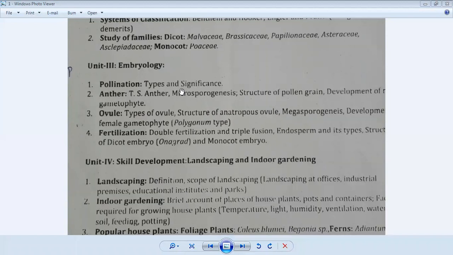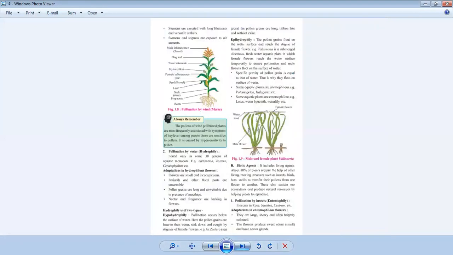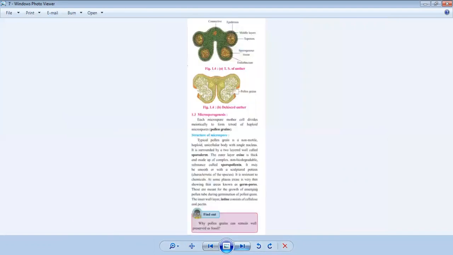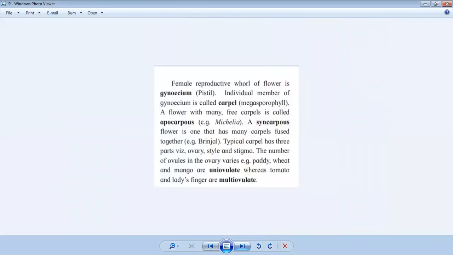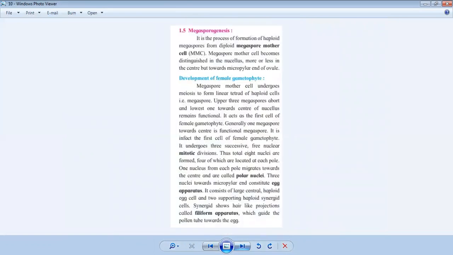Now let's talk about why this female gametophyte, basically the structure of ovule, is called the polygonum type. And lastly, we will discuss fertilization. So let's start with the development of female gametophyte. This development of female gametophyte is again related to the structure of anatropous ovule, and it is a part of megasporogenesis.